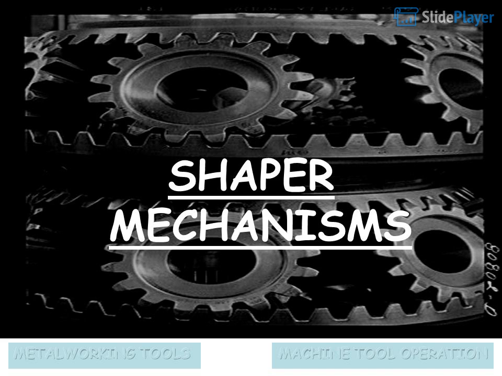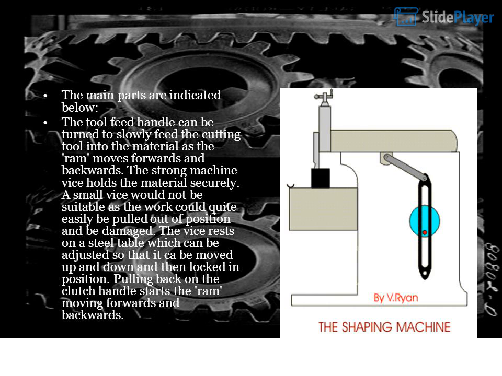Shaper mechanisms. The main parts are indicated below. The tool feed handle can be turned to slowly feed the cutting tool into the material as the ram moves forwards and backwards. The strong machine vise holds the material securely.